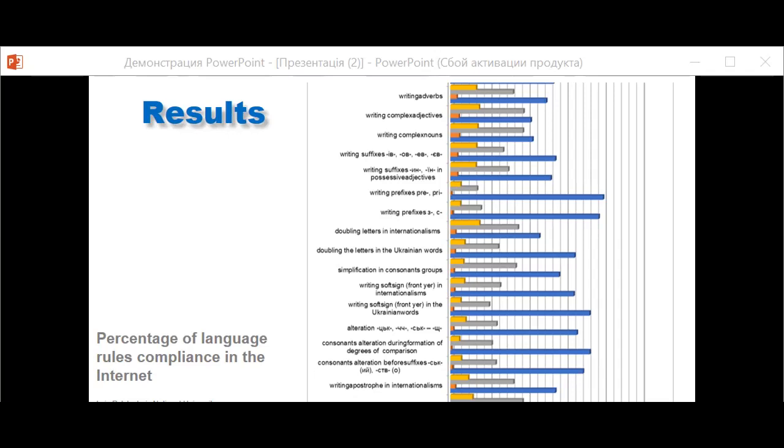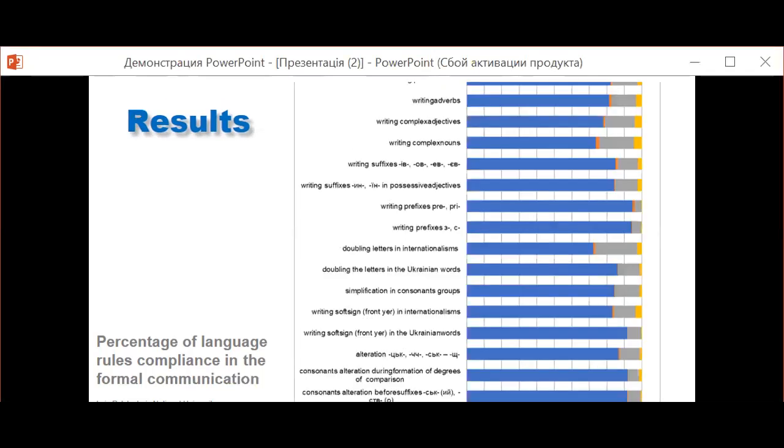As a result, some spelling rules in internet communication are followed by only 50–70% of respondents, and in some cases, even this level falls below 50%. Slide 8. On this slide, you can see percentage of language rules compliance in the formal communication. We have found that in formal communication, the majority of students, from 70 to 90%, adhere to spelling rules.